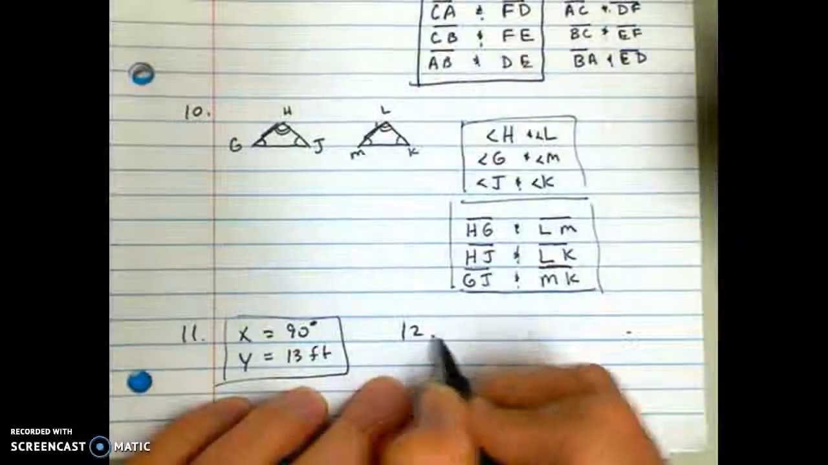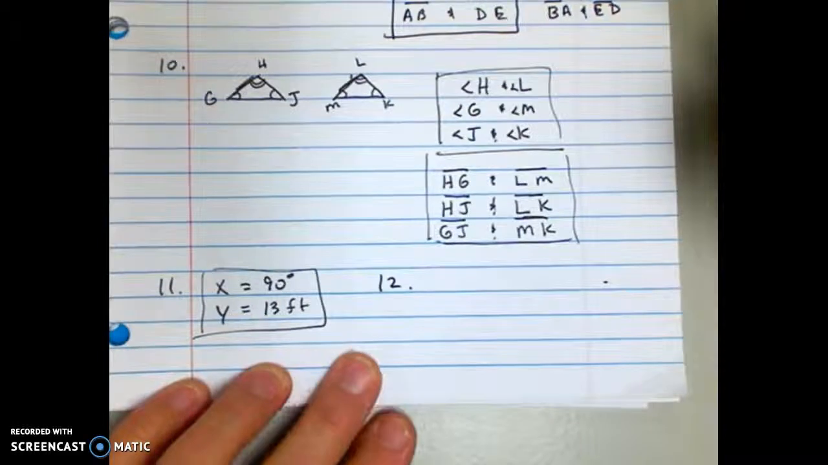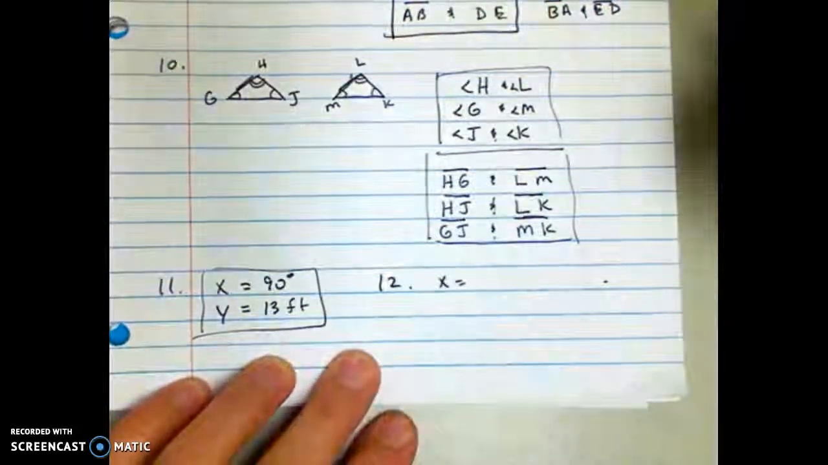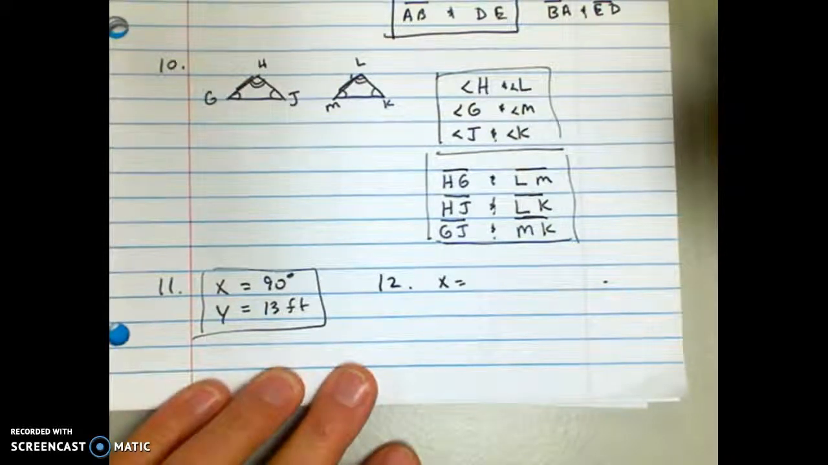Number 12, I'm going to put it right down at the bottom of the page here. Number 12, we want to find the value of x and y. So if we take a look at x, x is the angle, it's an acute angle.